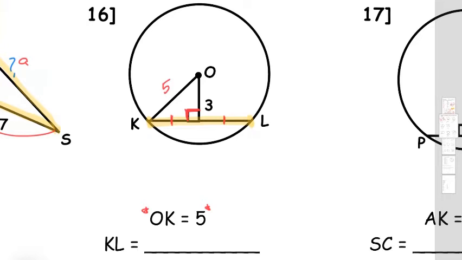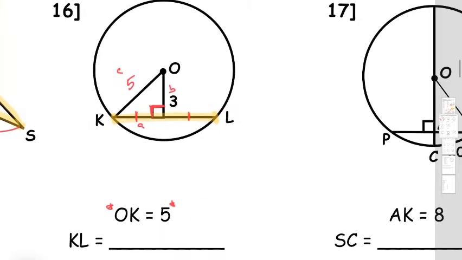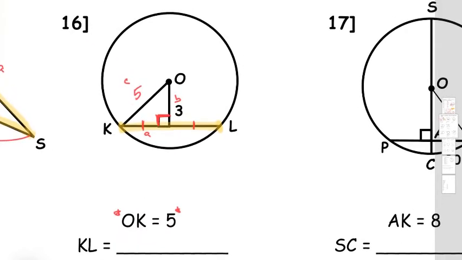And so here we have, one more time, Pythagorean theorem. And so we're looking for this side down here. We'll call it A. Here's B. Here's C. So we apply Pythagorean theorem. Remember, Pythagorean theorem is A squared plus B squared equals C squared. We know C, we know B, we're looking for A.